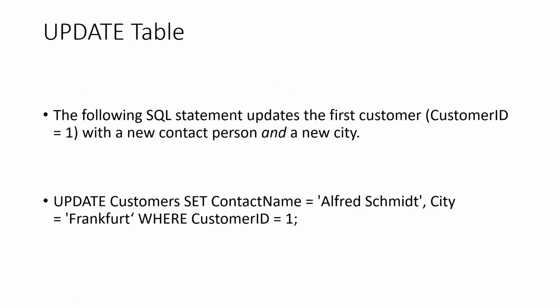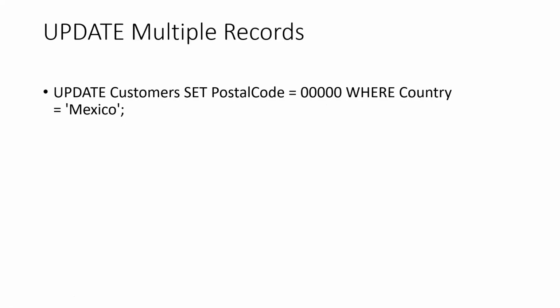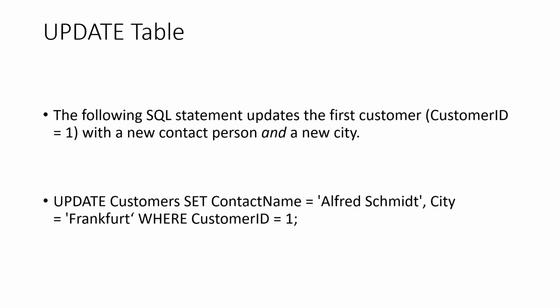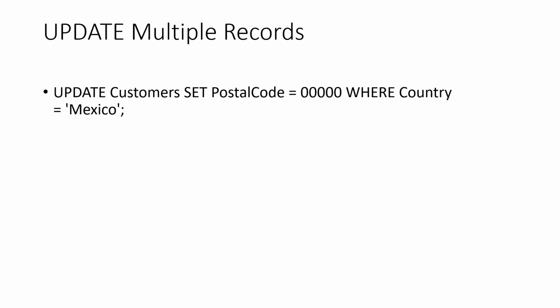So the difference between a single update and a multiple update is related to the where condition. Here the where condition relates to a particular customer ID, but there it relates to the country. Take a note of it. We will see it in practical now.